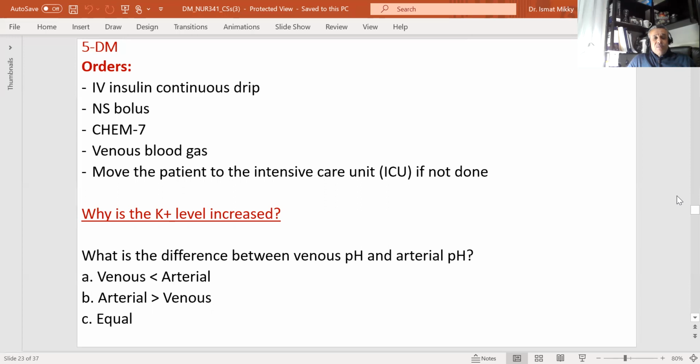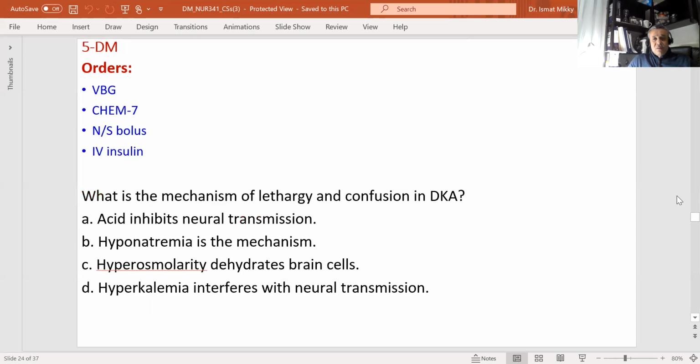So we can use venous blood gases to monitor the DKA response to therapy. As we treat the patient during the DKA episode, we can draw venous instead of arterial blood, as long as the patient doesn't have any respiratory problems.